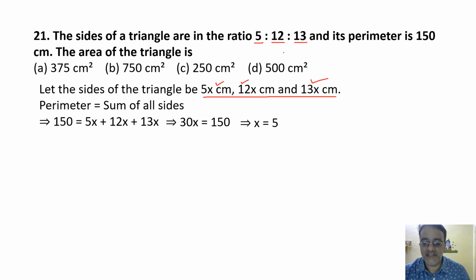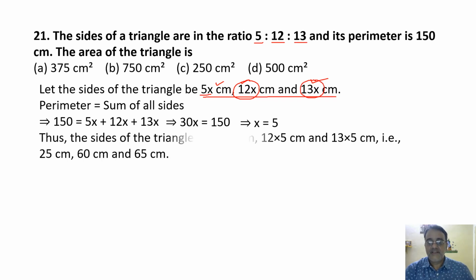Now we'll substitute here. ध्यान से देखो, 5x 5 into 5 25 हो जाएगा, and this will become 60, and this will become 65. So these are the three sides, 25, 60 and 65. Right. So A, B, C. Now the perimeter is 150. So what is semi-perimeter? S is 75. Right. Now we'll write Heron's formula.